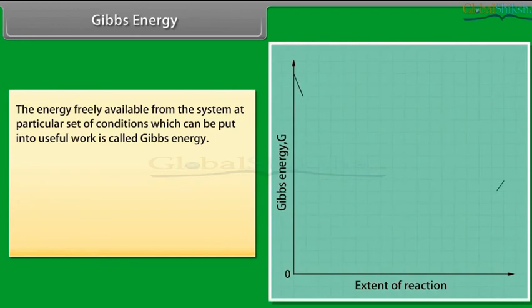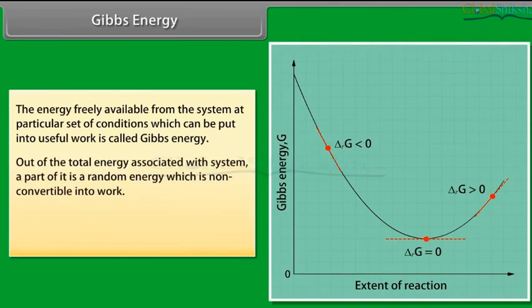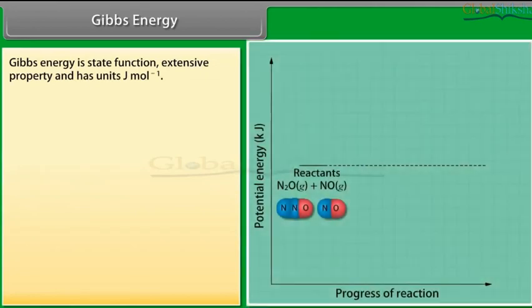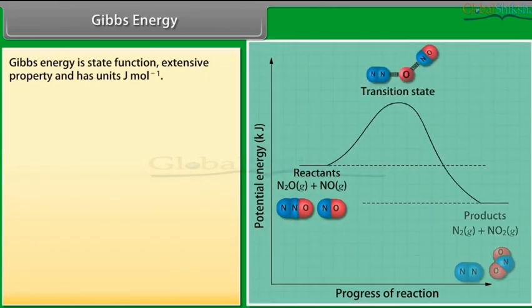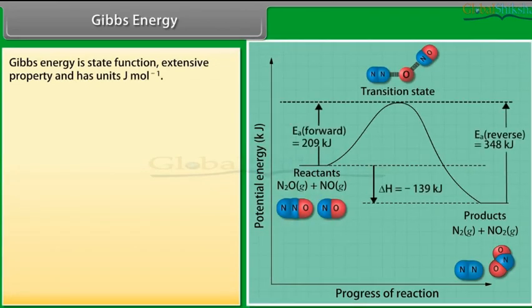Gibbs energy. The energy freely available from the system at a particular set of conditions, which can be put into useful work, is called Gibbs energy. Out of the total energy associated with a system, a part of it is random energy, which is non-convertible into work. The Gibbs energy can be represented as G equals H minus TS. Gibbs energy is a state function, an extensive property, and has units joule per mole.